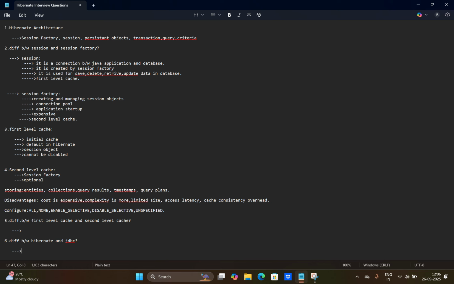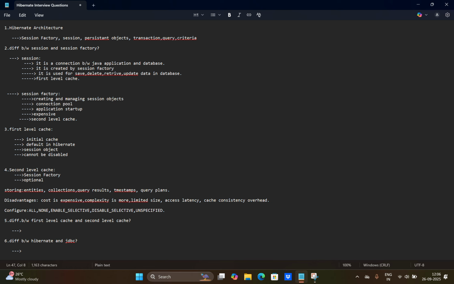Actually, while coming to JDBC, it is best for performance-critical applications, custom SQL requirements, and simpler projects. For simple projects we can use JDBC, but for complex projects we can use Hibernate, like when we need rapid development, maintainability, and database independence.